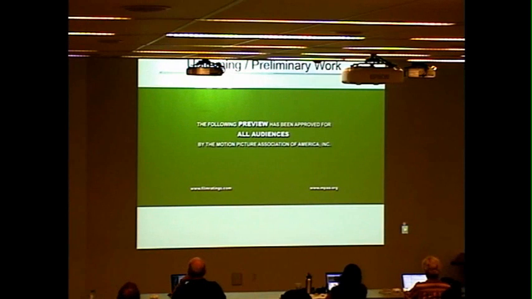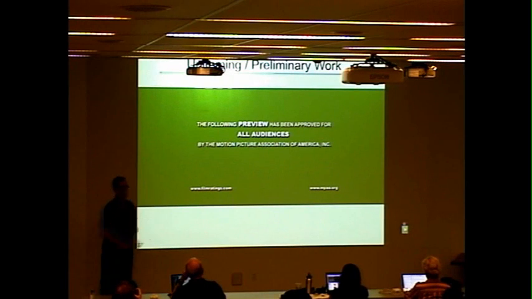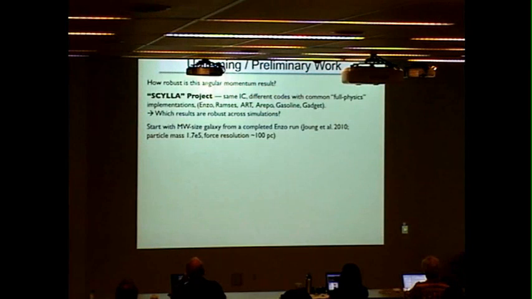Okay, so a little bit about preliminary work, approved for all audiences. One of the questions we had: it's very nice to know that other groups in different codes are finding similar angular momentum results. We wanted to look at how robust this is. So one project I'm working on right now is looking at the same initial conditions with different codes. Definitely different from the Agora project, in that it's not nearly as ambitious, first of all. We don't have 100 million people working on it.